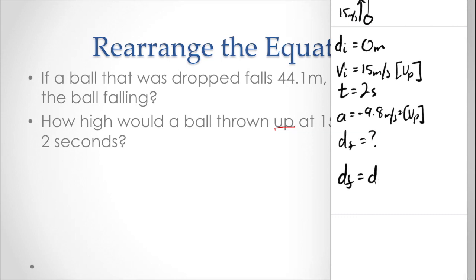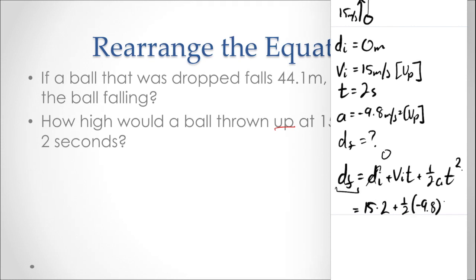df equals di plus vit plus 1/2 a t squared. This has already been solved for what we want, so we will jump straight to putting in what we know. Our di is 0, so we can cancel out that term. Plugging in everything else, we find this will be 15 times 2 plus 1/2 times minus 9.8 times 2 squared. Do not forget this negative sign. If you forget this negative sign, it will completely change your answer. Putting these numbers into a calculator, we find our height is 10.4 meters.